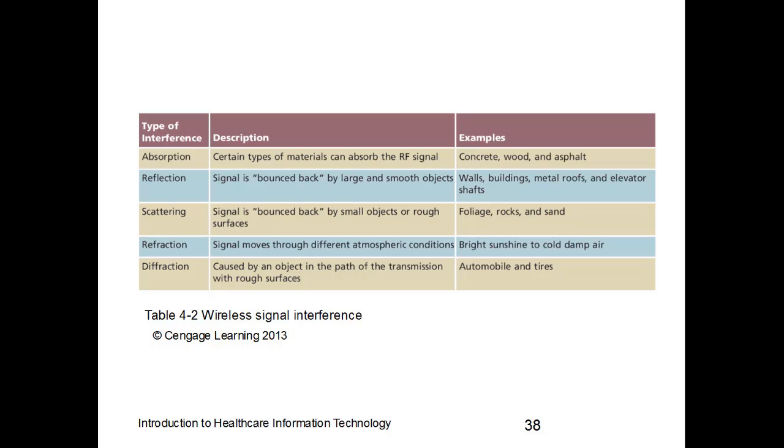sand. Refraction: the signal moves through different atmospheric conditions. So going from bright sunshine to cold, damp air, the signal will be refracted, which will interfere with transmission. And diffraction is caused by an object that's in the path of the transmission, and the object has rough surfaces, such as automobile tires.